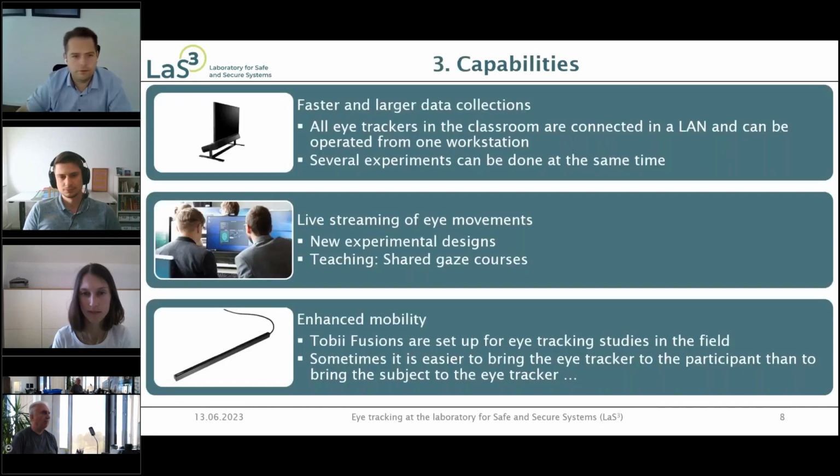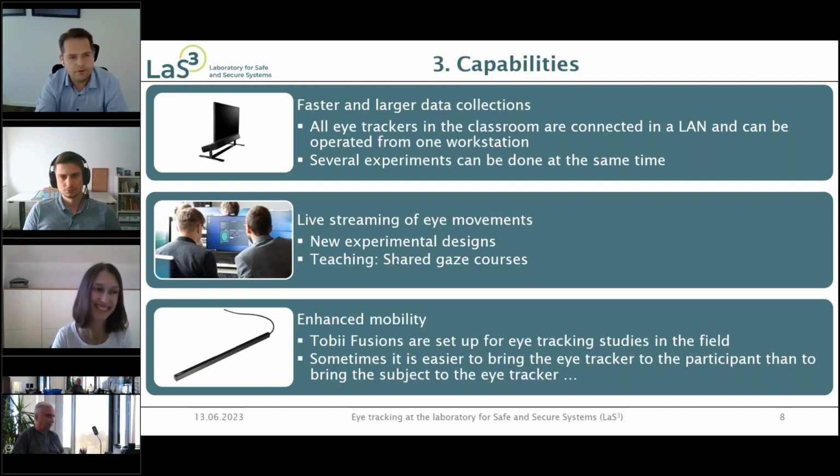Okay, let's go to the next slide. This is about the capabilities of the lab. Since we have the classroom, we have the advantage that we can carry out studies faster and with larger sample sizes. This has 2 reasons. On the one hand, all the eye trackers in the classroom are connected to a local area network, and they can be operated from 1 workstation, which is good. For example, if you're taking all the students from a certain lecture to the lab, then you just can place them there, and it's relatively easy to operate also for 1 person. This makes life a lot easier.